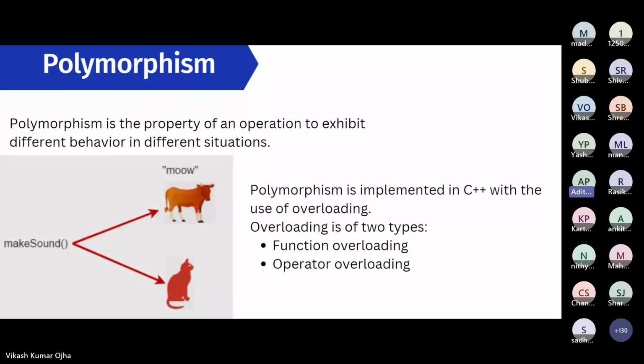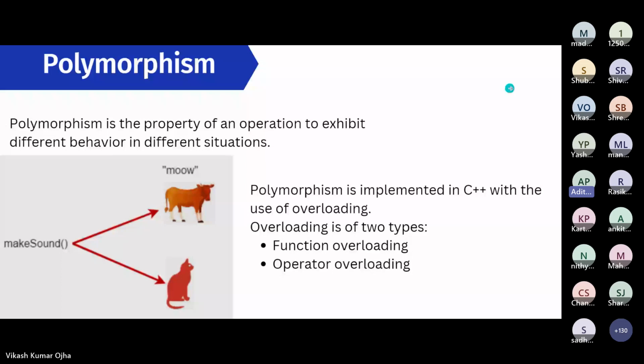Then the third concept is polymorphism, which we are going to study in detail today. Polymorphism is the property of an operation to exhibit different behavior in different situations. Ignoring the complex jargon, polymorphism basically means to do different tasks by something of the same name. For example, here is some arbitrary code. This is not even code, but just an example.